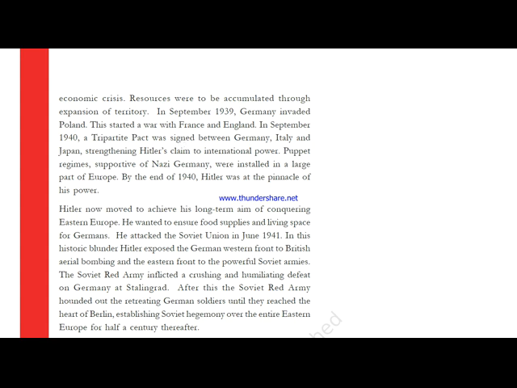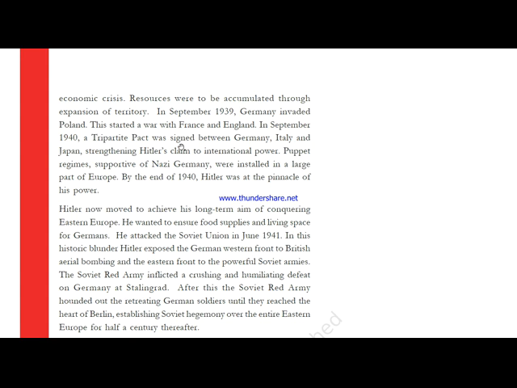That Hitler believed that resources were to be accumulated or gathered through expansion of territory. So, what did he do? In 1939, he invaded Poland, which resulted in a war with England and France. In 1940, a tripartite pact. Tripartite means three countries involved. So, a tripartite pact was signed between Germany, Italy, and Japan. This pact strengthened Hitler's claim to power. By the end of 1940, Hitler was at his peak of power.